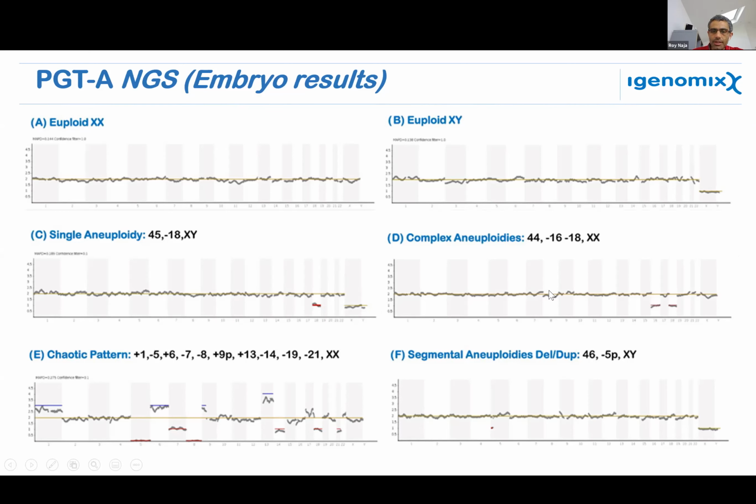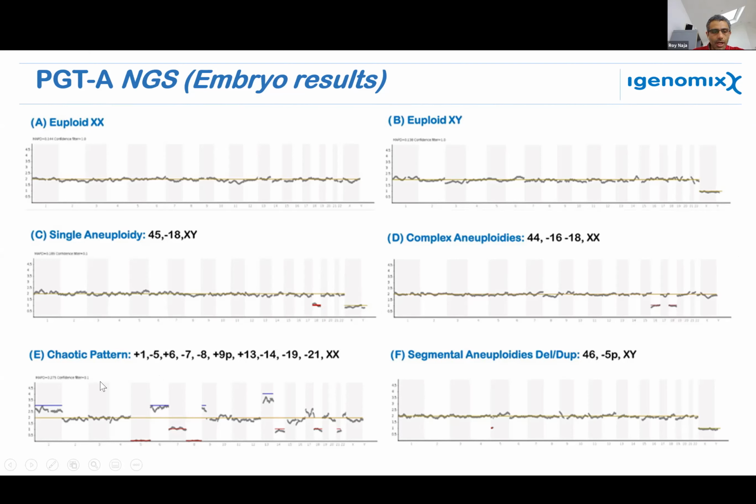Complex aneuploidies are defined at iGenomics as embryos having 2 to 5 aneuploidies. So in this case, we've got an embryo that has a loss of 16 and a loss of 18. It's a complex aneuploid embryo.